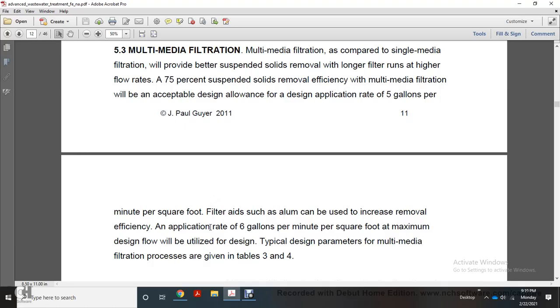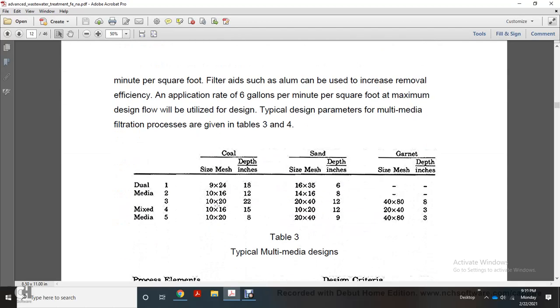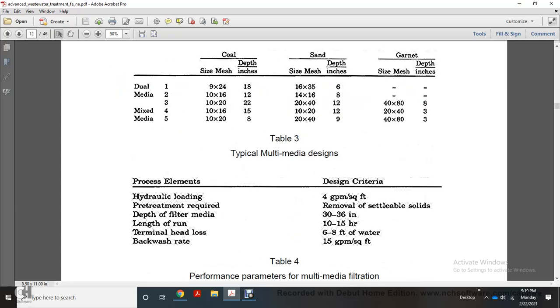Typical design parameters for the multimedia filtration process are given in tables 3 and 4. They show the coal depth and size of mesh in inches, sand depth and size of mesh in inches, garnet size and depth in inches, for dual media, media 2, 3, media 4, and media 5. This shows a table of performance parameters for the multimedia filtration process elements of the design.